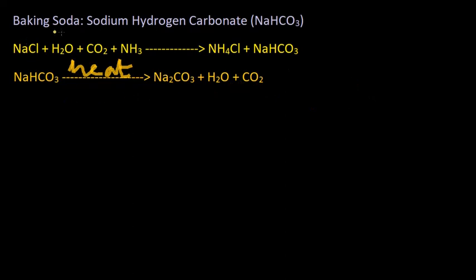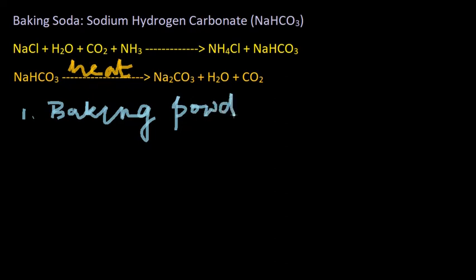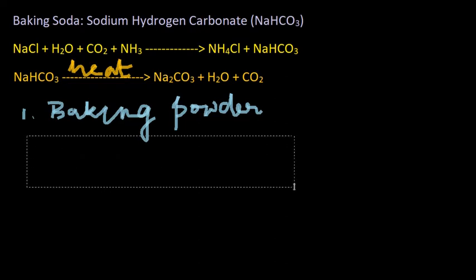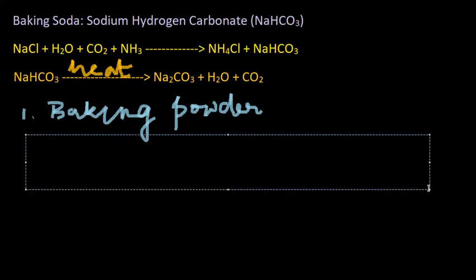There are many uses of baking soda, that is sodium hydrogen carbonate. The first use that we normally talk about is for the preparation of baking powder. Now you know that baking powder is used extensively in kitchens for making many kinds of food materials. Baking powder is prepared from baking soda itself by mixing it with a little quantity of some edible acid.